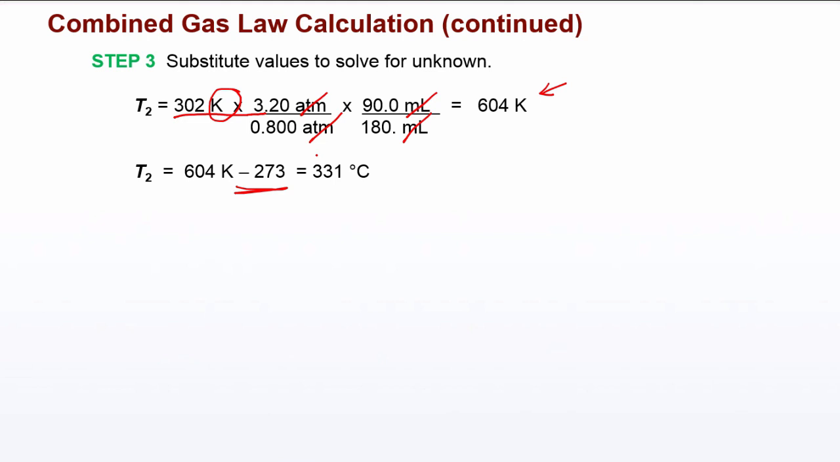Okay, so that's an example of how to solve a combined gas law problem. It's very similar to solving the Boyle's, Charles, Gay-Lussac. Make your chart of values and then rearrange your equation and then substitute the numbers in and solve.